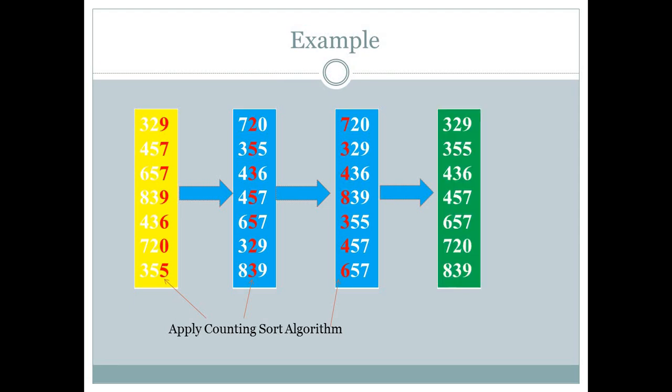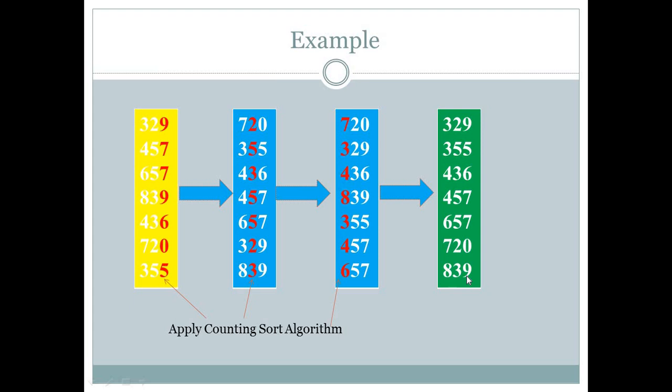Means in these numbers the minimum number is 3, so 329. After it this 3 means 355. After it we will have this 4, so 436. After it this 4, so 457. After it we will have 6, means 657. After it we will have 7, 720. And after it the last 8, so 839.